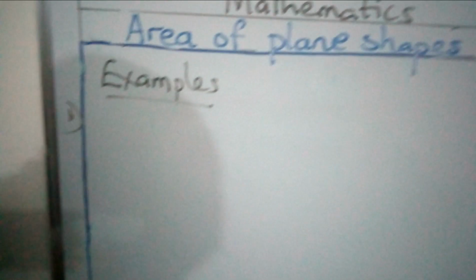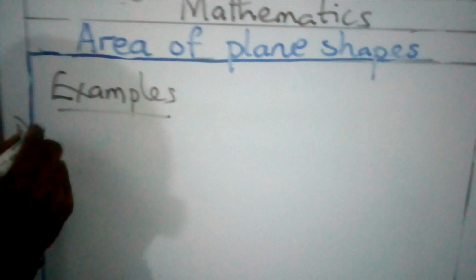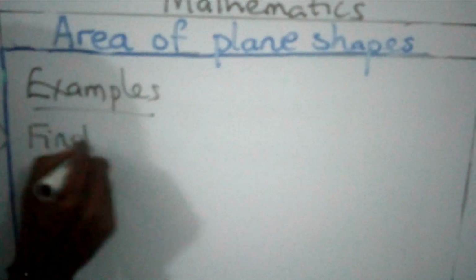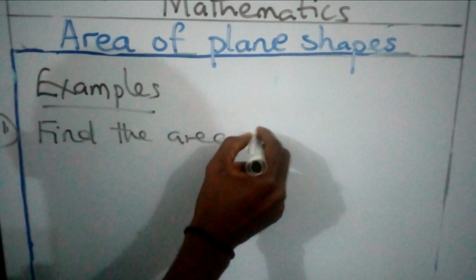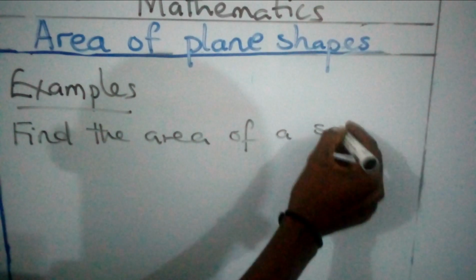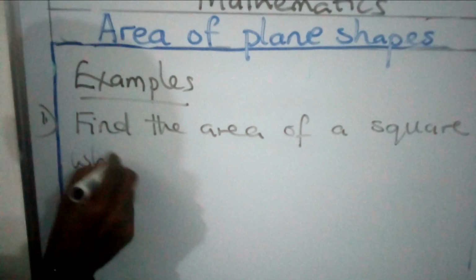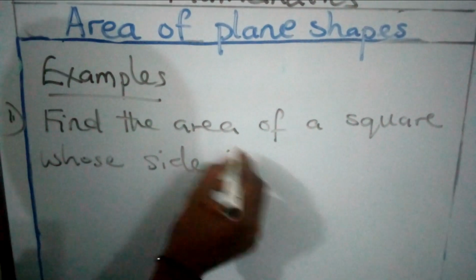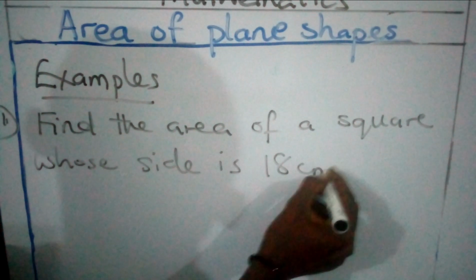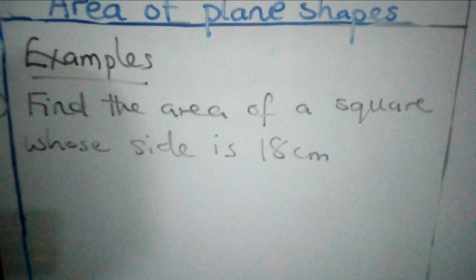Number 1, find the area of a square whose side is 18 centimeters. You have to find the area of a square whose side is 18 centimeters.